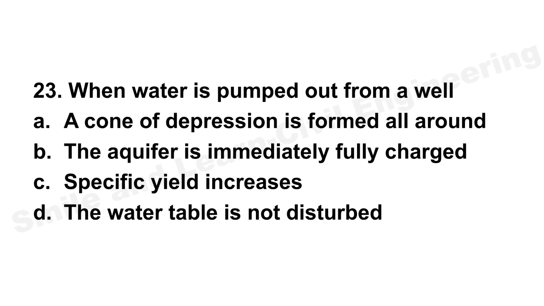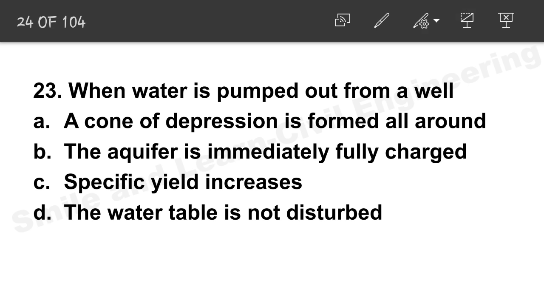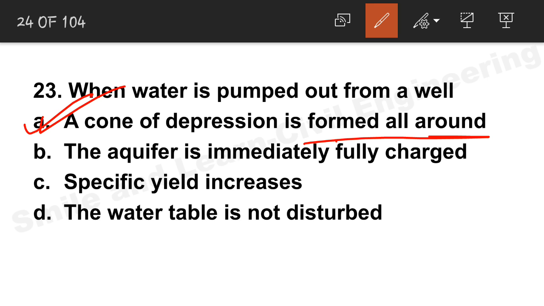When water is pumped out from a well, so if we take out water from a well, what will happen? A cone of depression will be formed all around. So water level will decrease on that. You have seen, I hope, that in a well, if we take out water, the water level drops. With time, the water level again replenishes. So option A is the correct answer.